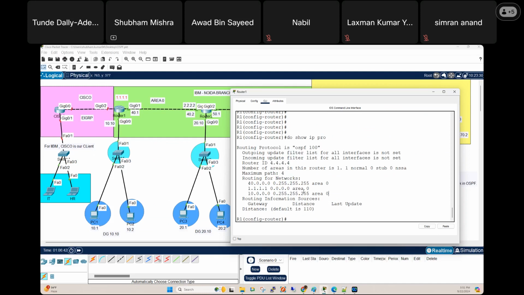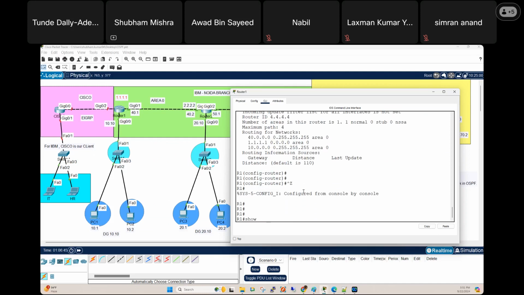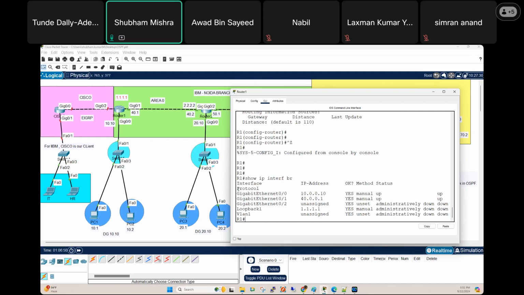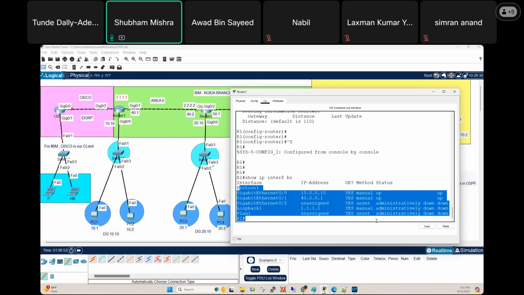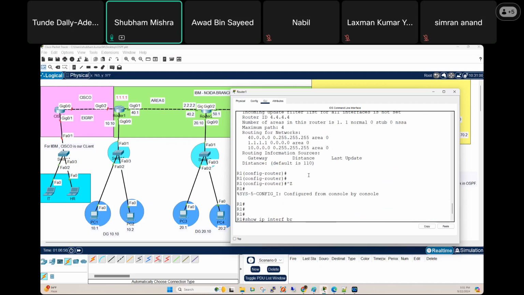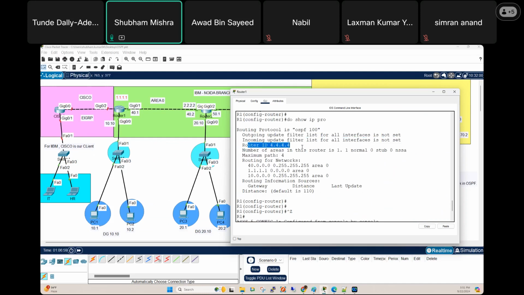Tell me one thing. Show IP interface brief. Is this IP address configured? No, this IP address is not configured here. But still I am able to change the router ID. That is not configured. So please remember, in OSPF that is possible. Getting my point? No matter whether the IP address is configured or not, you can change the router ID.